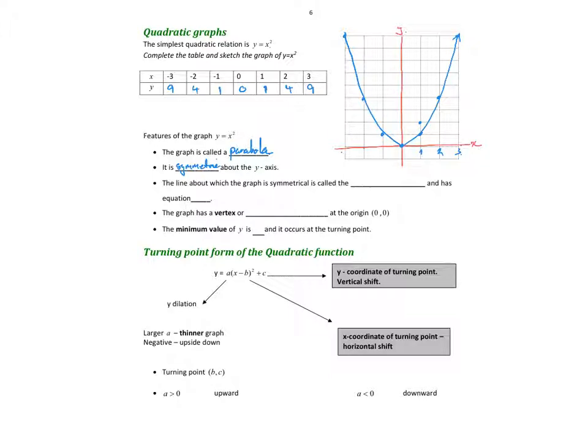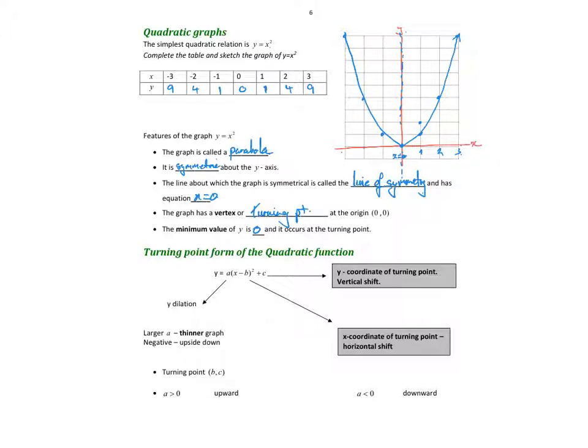And that line about which the graph is mirrored is called the line of symmetry and has the equation x equal to 0. Okay, don't forget that, that's x equal to 0, and that's my line of symmetry. The graph has a vertex or a turning point. Turning point is what we typically call it, at the origin 0, 0. And the minimum value is the lowest y value, and that occurs at 0, at the turning point.